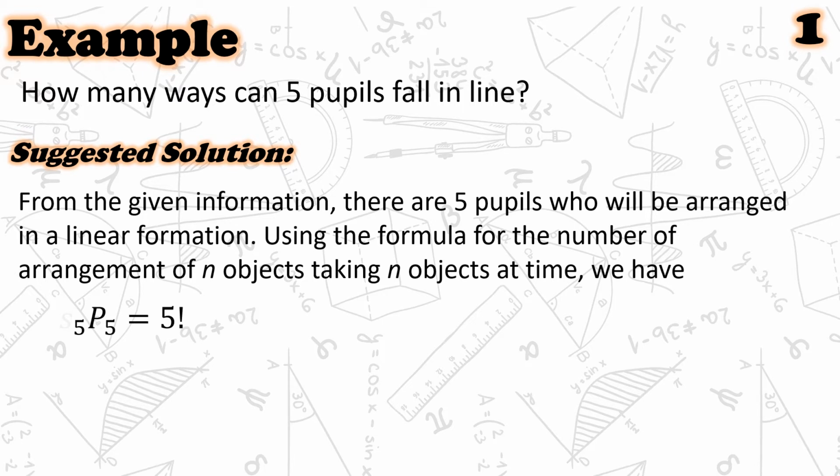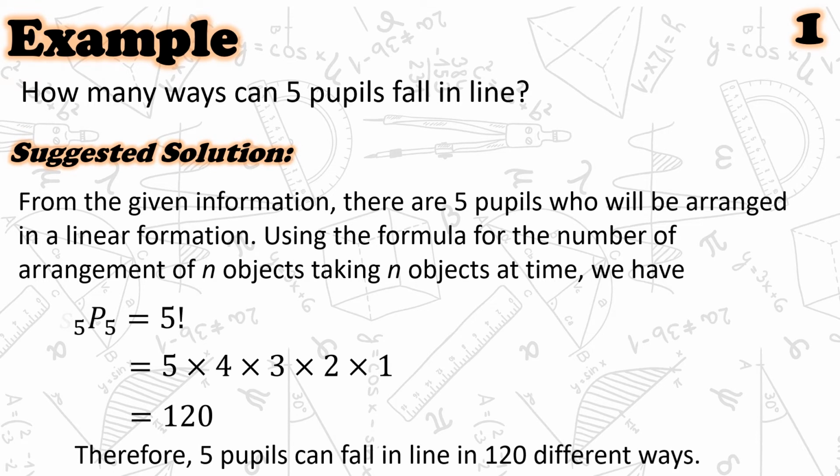From the definition of a factorial, we multiply the integers from 5 down to 1. So we have 5 times 4 times 3 times 2 times 1, and this is equal to 120. Therefore, 5 pupils can fall in line in 120 different ways.